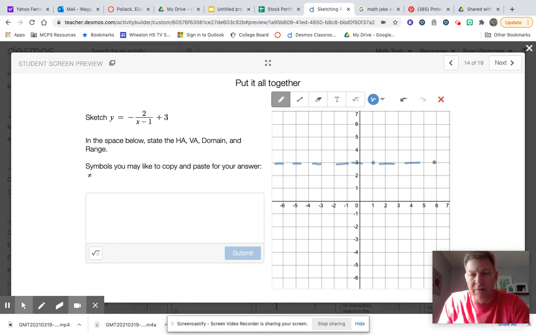You could use the line feature for this up here. However, in doing so, you can't do dotted lines. So it's important to understand this is not part of your graph. It is just there to help us to understand the graph better.